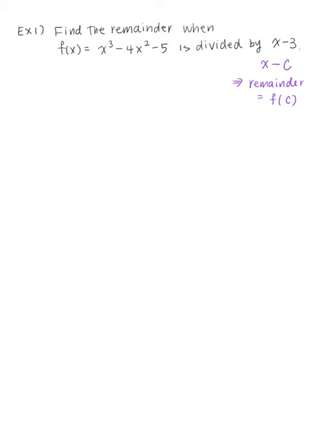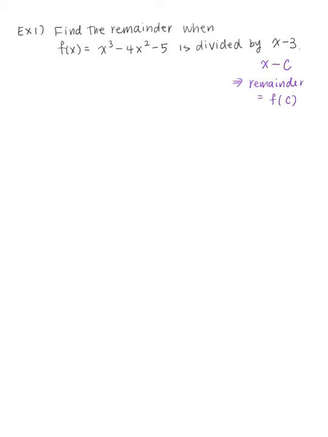So that c value is very important. And in order to find c, there better be a minus sign between the x and that number. So in this case, everything matches up nicely. So our c in this case is going to be 3. So let me just write that out.